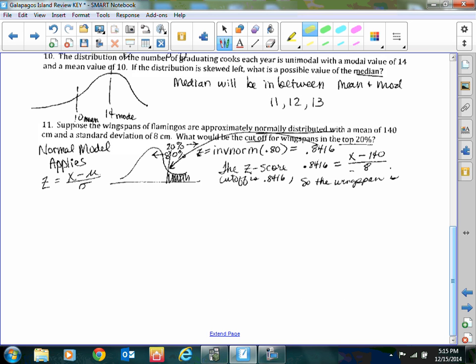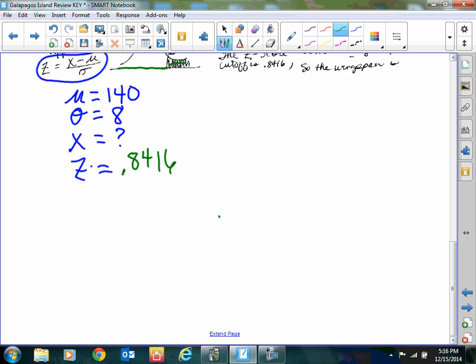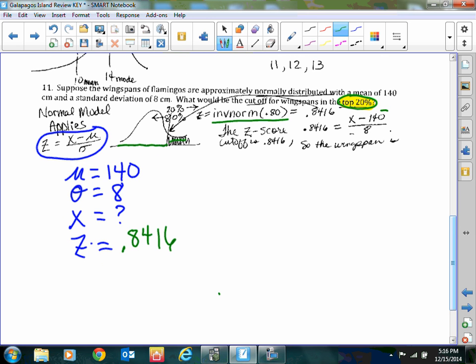The thing that is different with this is this top 20%. We've got ourselves a mean of 140, a standard deviation of 8. What's the cutoff value? What is the x value? When you don't have the x value, you need to find a z-score some other way, because x minus the mean over the standard deviation doesn't work. In that case, remember, inverse norm of the area below is the z at that spot. If you have the top 20%, then the area below is 80%. So inverse norm of the area below is 0.8416. Since your z-score is 0.8416, you can now put that into the z-score formula to solve for x.